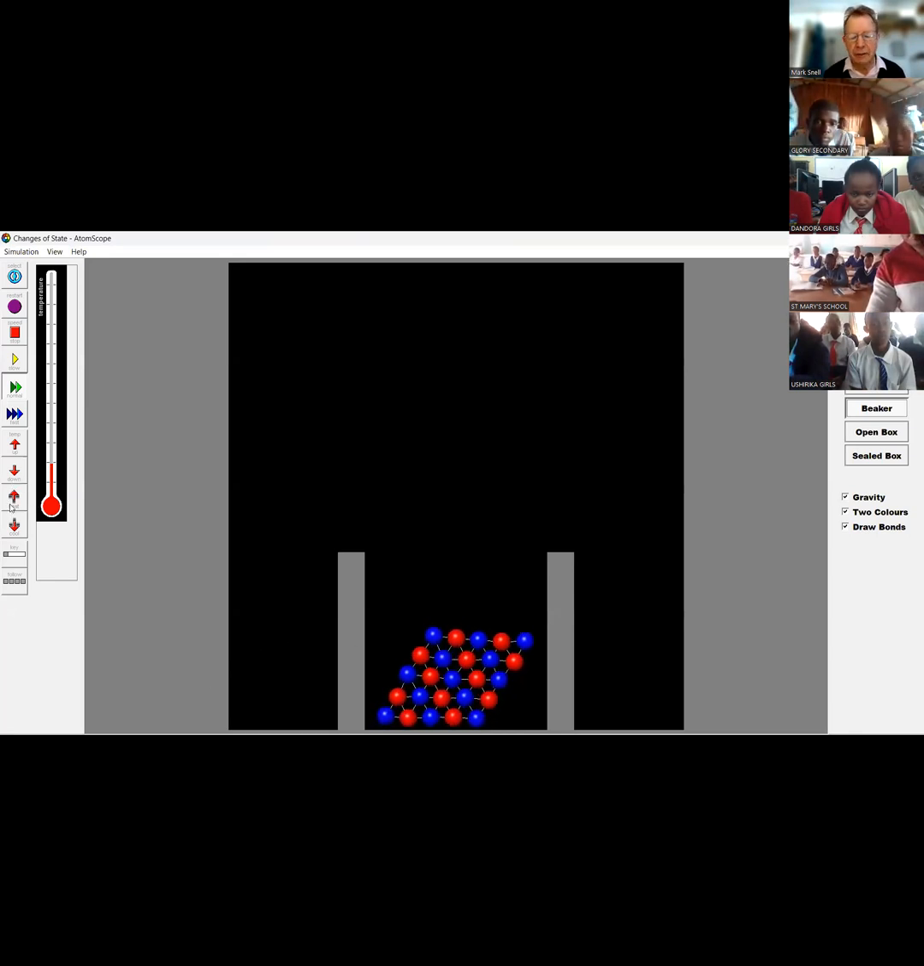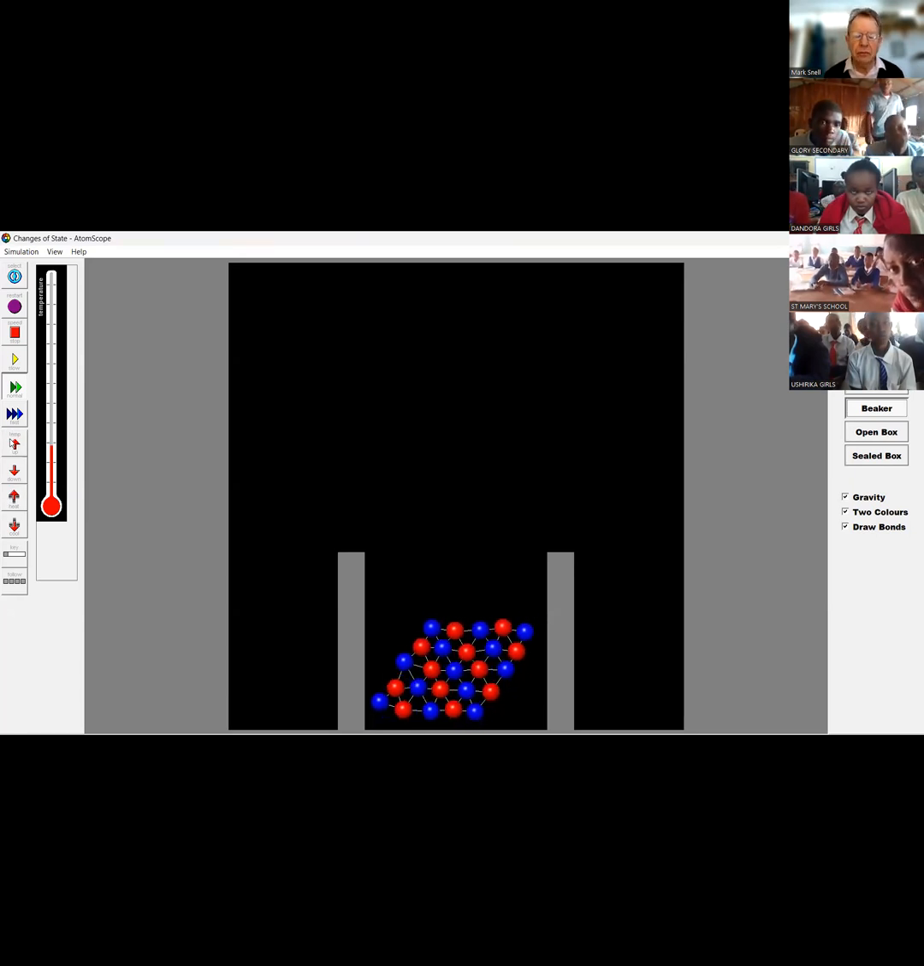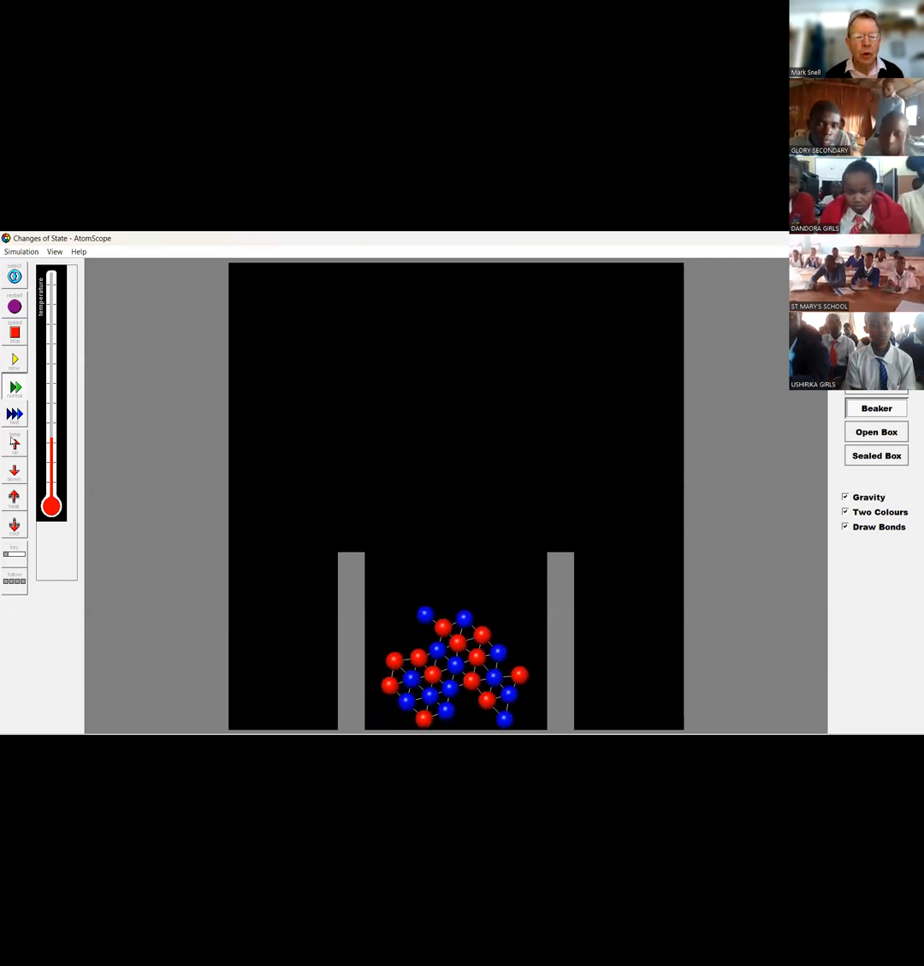I'm going to increase the temperature more. As I increase the temperature, what we find is that the particles start to move in such a way, the kinetic energy continues to increase, until they start to disrupt the forces of attraction. So here they're not quite as organized as they were. They are still a solid, but they are becoming a liquid. They are becoming less organized. There they are now a liquid.